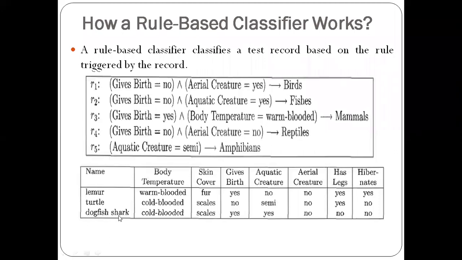Okay, so in case of the second vertebrate, here there is a confusion because it is going to trigger both the rules R4 and R5. Now coming to the third test record, that is dog, fish, shark.